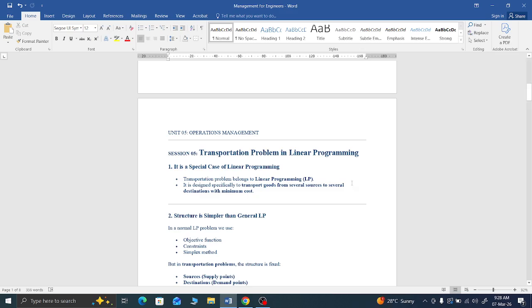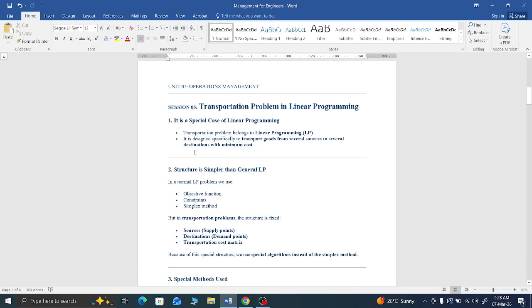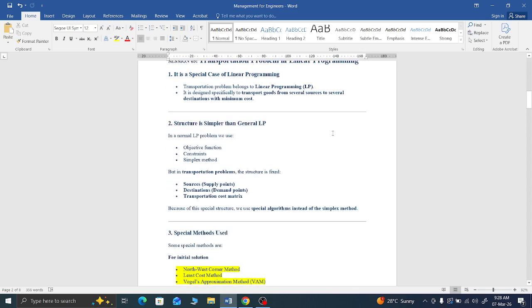Linear programming has different cases we have to discuss. Commonly, what I am discussing is transportation problems, right? Under the transportation problem, you can see it's a special case of linear programming. It is designed specifically for transporting goods from several sources to several destinations with minimum cost. So we can find the minimum cost there.